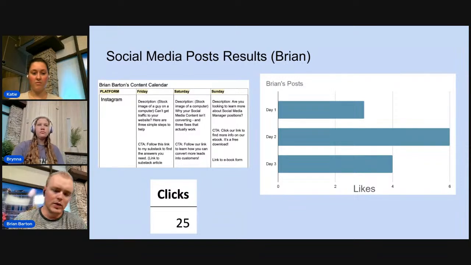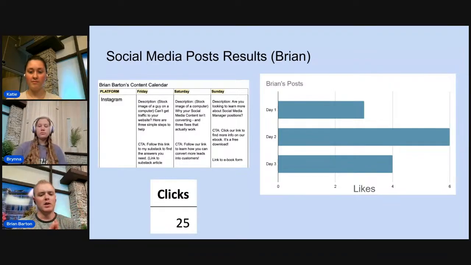So the first day, I made a post with a stock image of a guy on the computer with a link to my Substack article, which also then linked to our ebook. The first day's question was how do you get more traffic to your website? And I asked that question. So go ahead and comment how you have gotten more traffic to your website as well. We'd love to hear those.